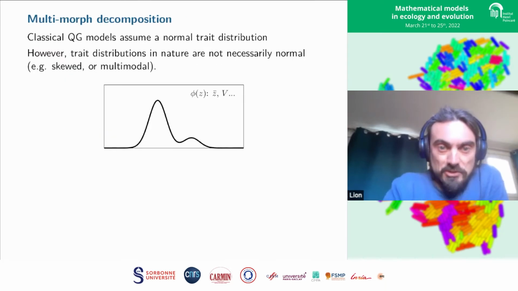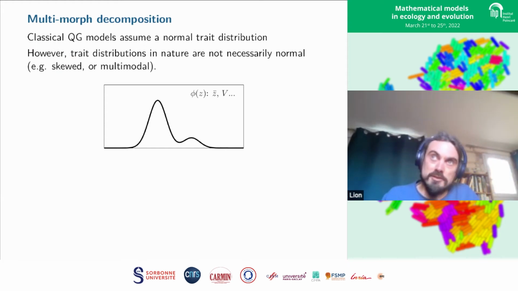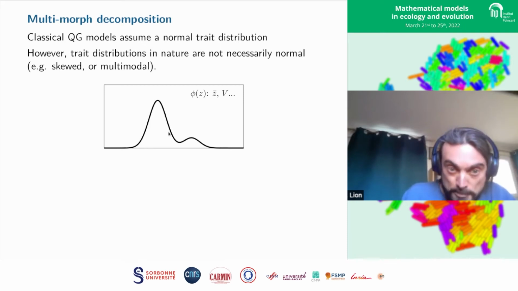Classical quantitative genetics models will assume a normal trait distribution, and often the constraint is that this normal distribution stays normal. But if you want to capture things like disruptive selection that creates multimodal distributions, as is frequently observed in nature, where we have skewed or multimodal distributions, a bit like this very nice picture here, then you need something else.